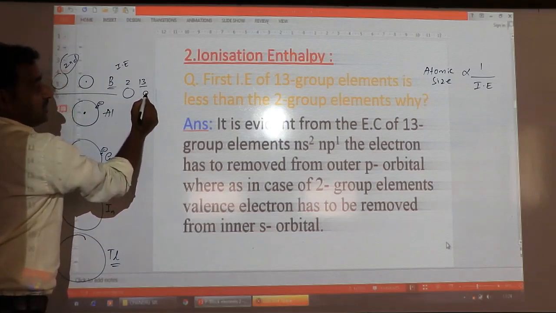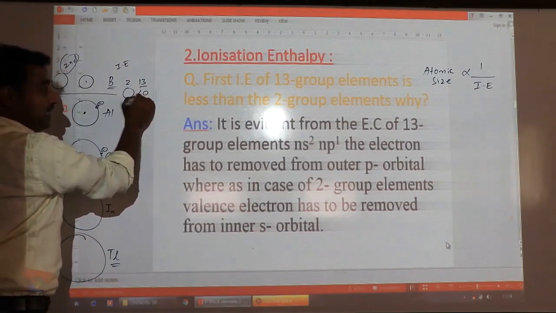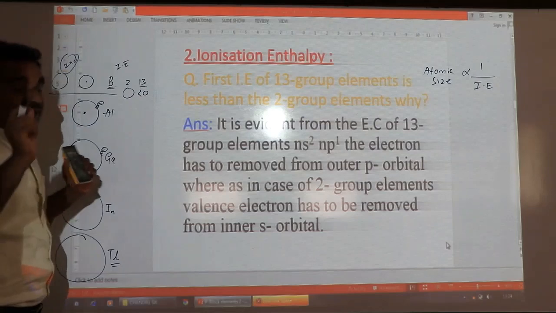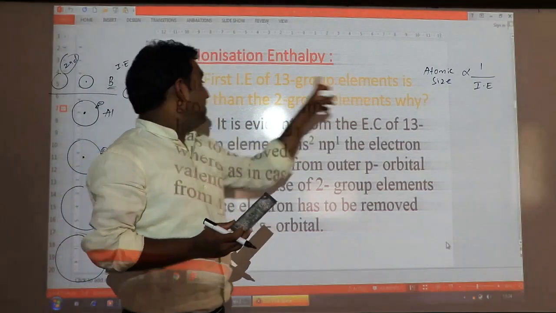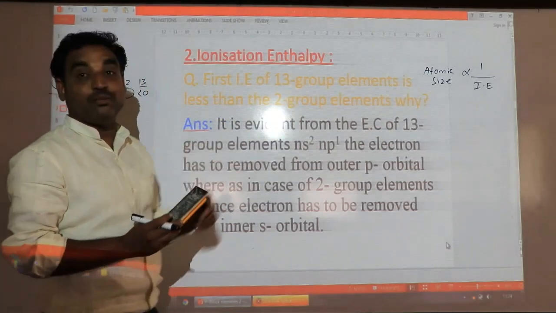Smaller size means more ionization enthalpy should be there for the 13th group. The point is that here the first ionization enthalpy of a 13th group element is less than the second group element.